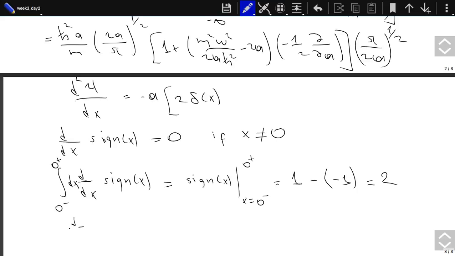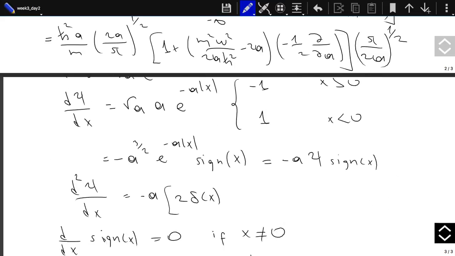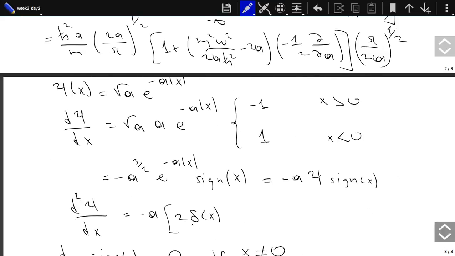So this d/dx sign of x is such a weird function that it is 0 almost everywhere except at a single point, and its integral over that point is just 2, whatever the integration range is. So this is the definition of the Dirac delta function. You are all familiar with the Dirac delta function. These two properties are the definitions of the Dirac delta function. That's why we know that the derivative of the sign function is twice the Dirac delta of x, because it jumps by 2.